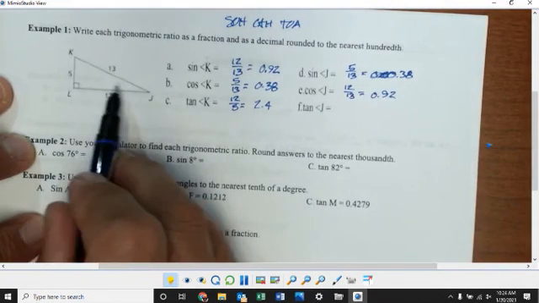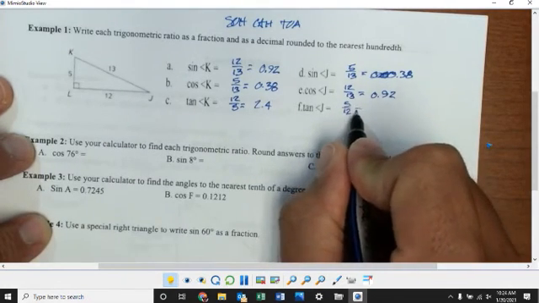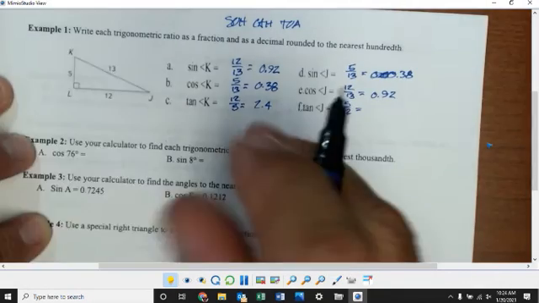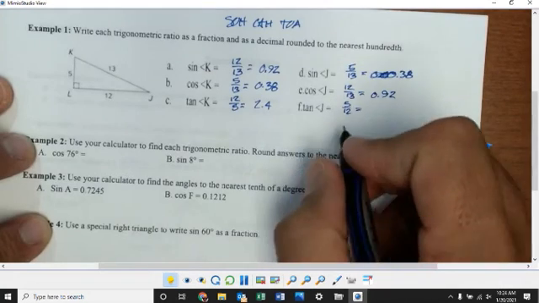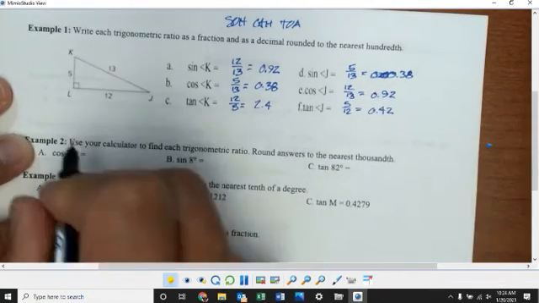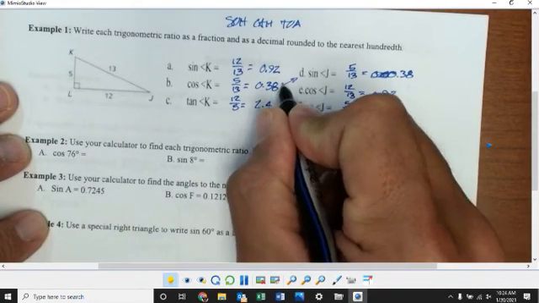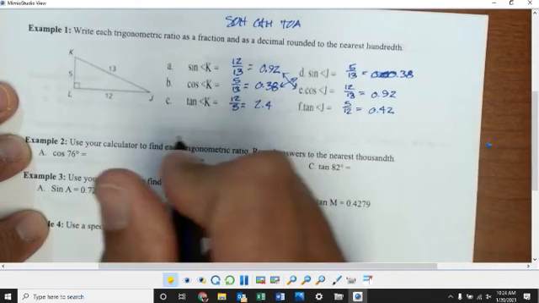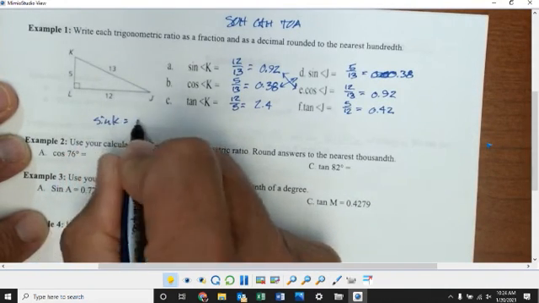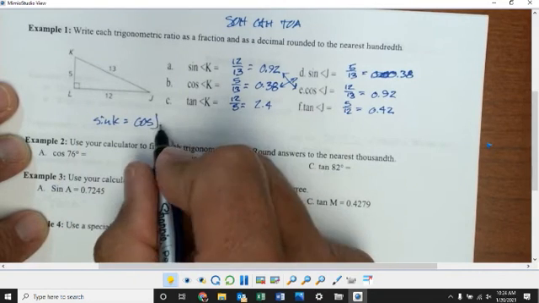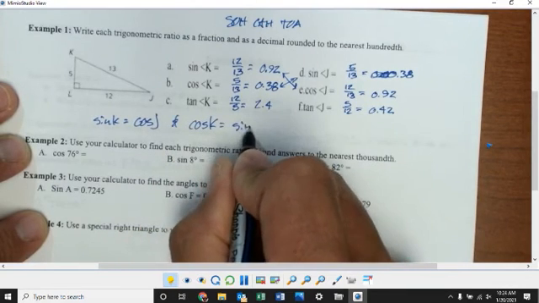Now tangent of J is opposite over adjacent, so that's 5 over 12. And 5 over 12 is one we haven't done yet. That is 5 divided by 12 is 0.42. All right. Now, you will notice in this case, or you should notice, that if I crisscross these, they are the same. So for this triangle, sine of K is equal to cosine of J. And cosine of K is equal to sine of J.